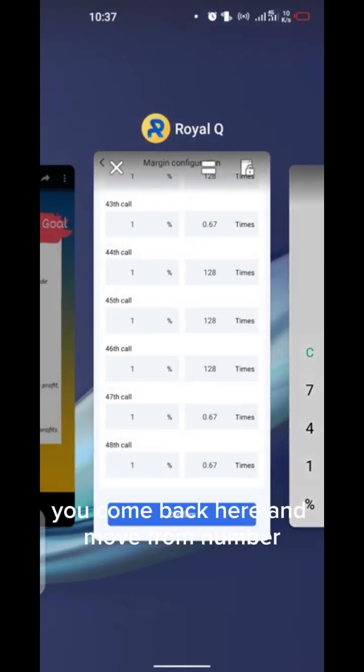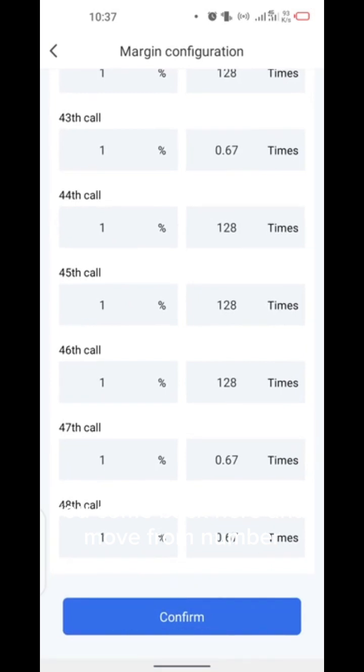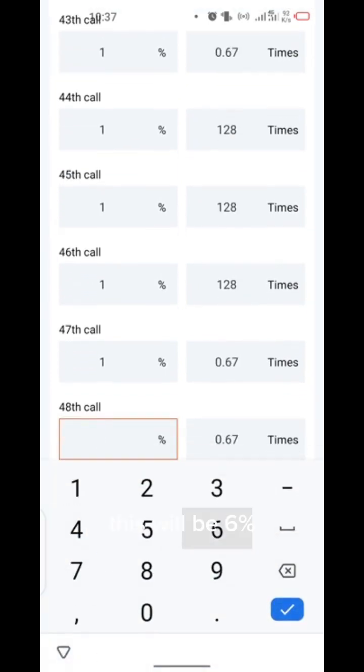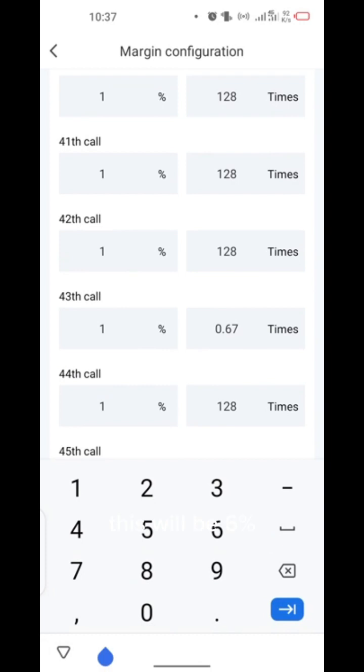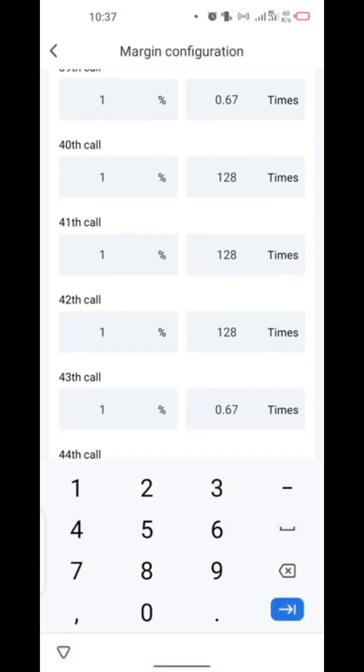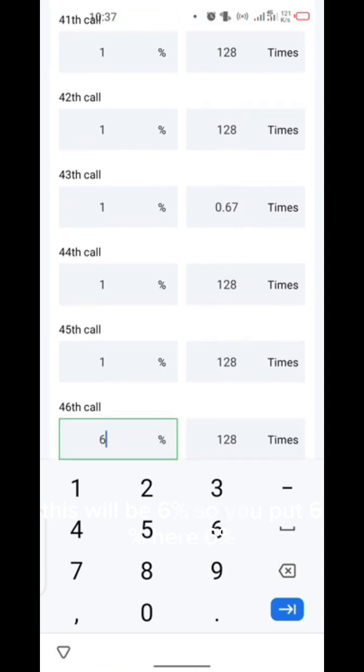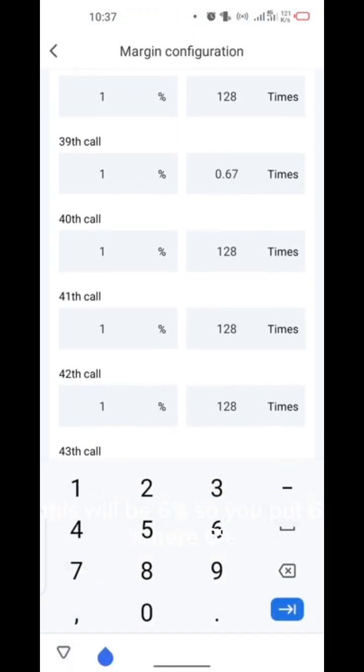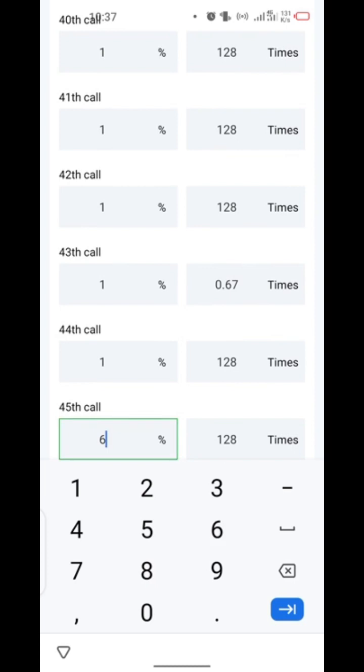So you come back here and move from that number. This will be 6%, this will be 6%. So you put 6% here, 6%, 6%.